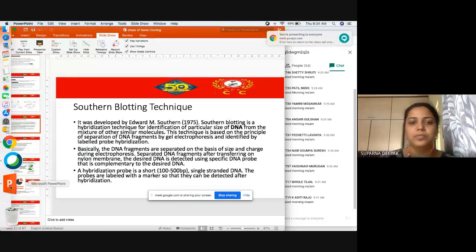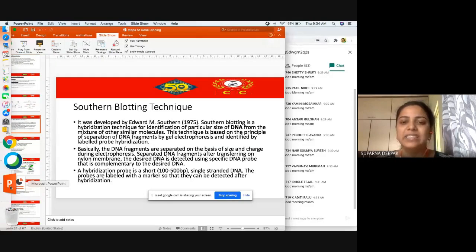So the first blotting technique that was developed was by Edward M. Southern in 1975. So it is not a very new technique. It is a very old technique that was used, but definitely during that time when this technique was evolving, today you have seen in our labs also that we have an electrical blotter that fastens the reaction, which uses the electric current.